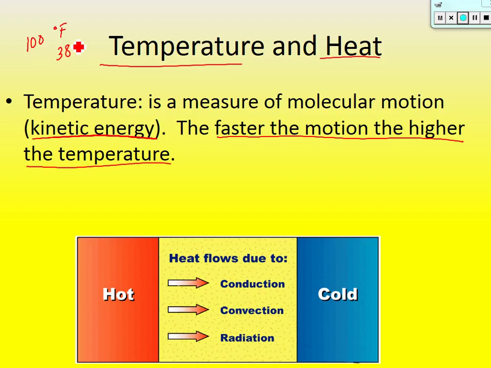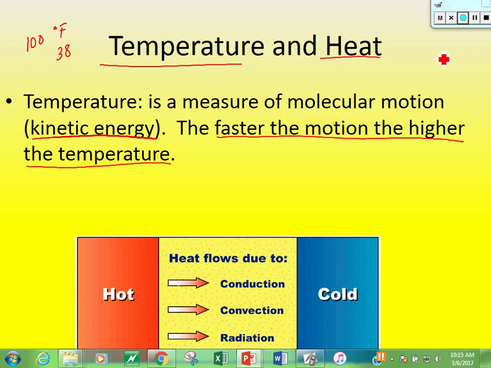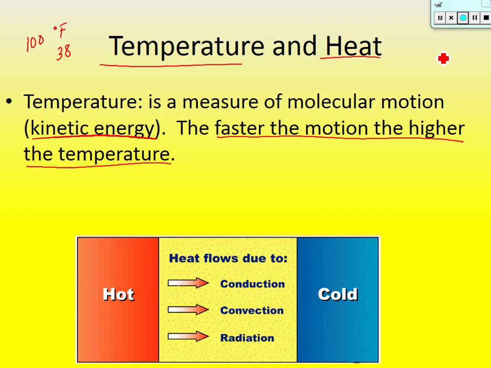How would you describe the air molecules and their motion on a hot day, if it's a nice day in the summertime, 100 degrees Fahrenheit? Are they moving fast or slow? Fast. If you contrast that to today where it's freezing outside, the air molecules are moving very slow. And so all a thermometer does is measure how fast the air molecules are moving. Okay? So it's a measure of how fast they're moving.